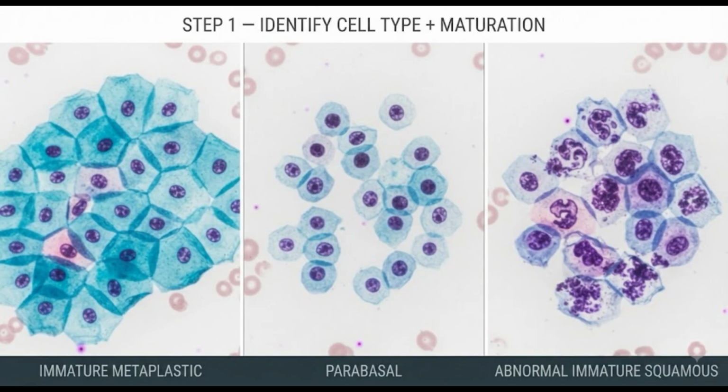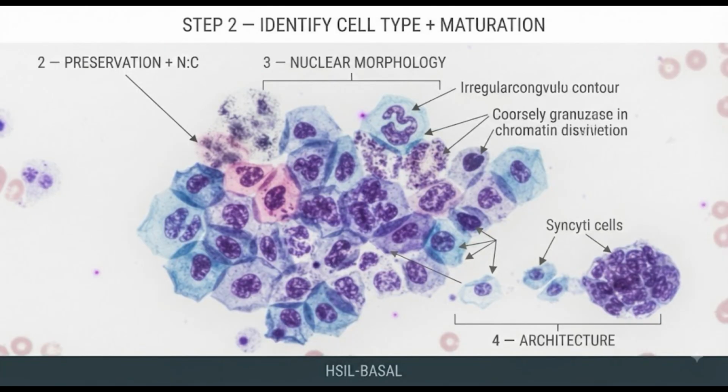Practical microscopic approach and diagnostic pitfalls. When small atypical squamous cells are encountered, begin by identifying the cell type and degree of maturation. Determine whether the cells are immature, metaplastic, parabasal, or a genuinely abnormal immature squamous population. Next, confirm that preservation permits reliable nuclear assessment and determine whether the N:C ratio is genuinely abnormal for that cell type. Then assess the nucleus.